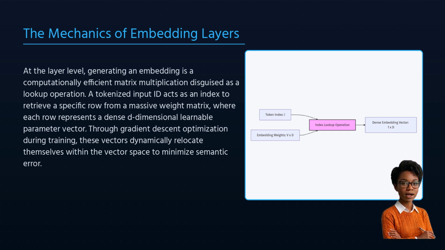When we pass an index or token ID, we are mathematically multiplying a sparse one-hot encoded vector with a massive embedding weight matrix of size vocabulary by hidden dimension. Instead of performing this heavy computation, frameworks implement this as a highly optimized lookup table.